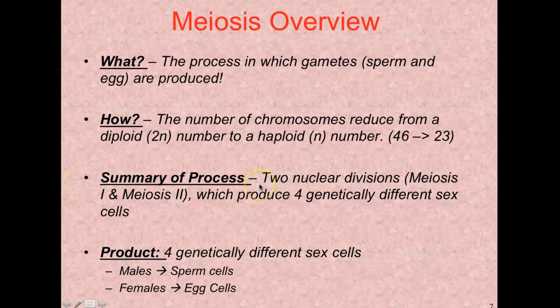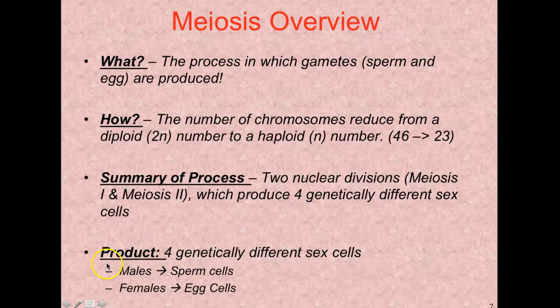This is where in meiosis we see two nuclear divisions. In meiosis, we're going to have two cell divisions, meiosis 1 and meiosis 2. Essentially, what that allows us to do is produce 4 genetically different sex cells. In males, it's going to be sperm cells. In females, it's going to be egg cells.